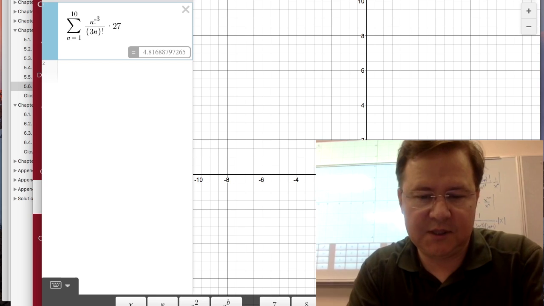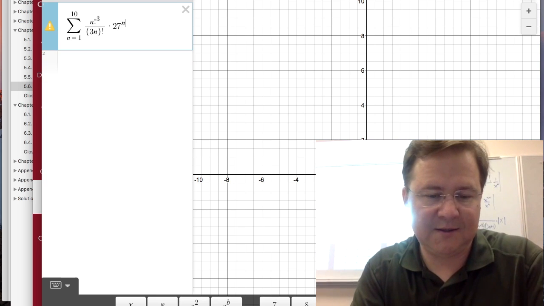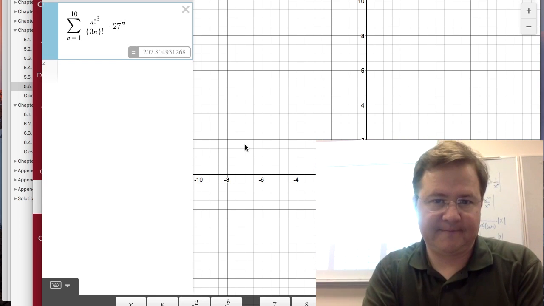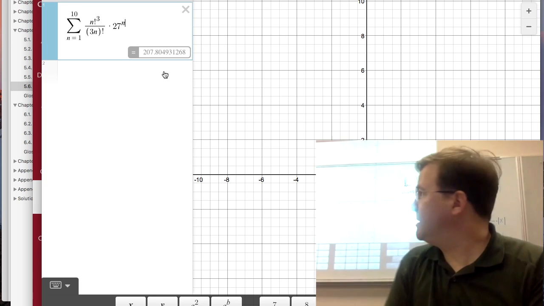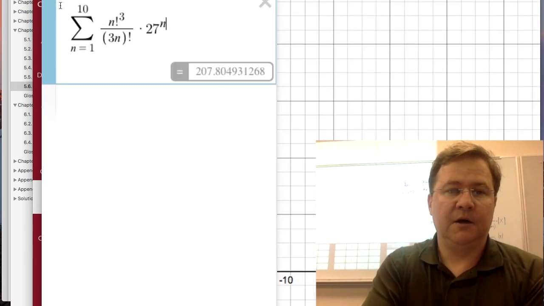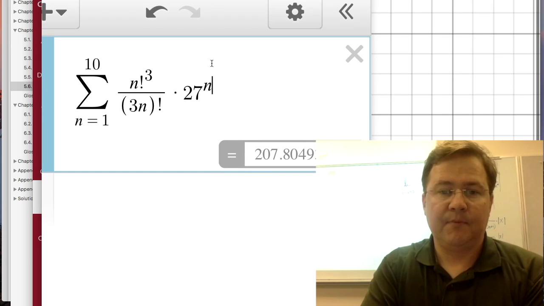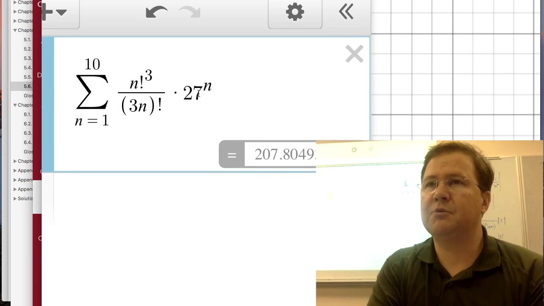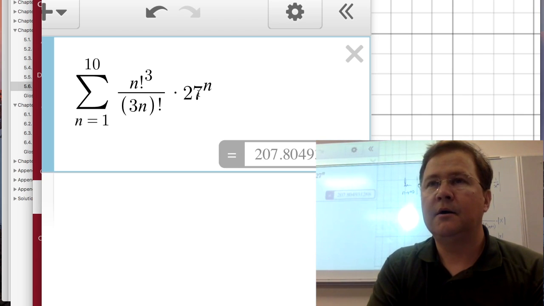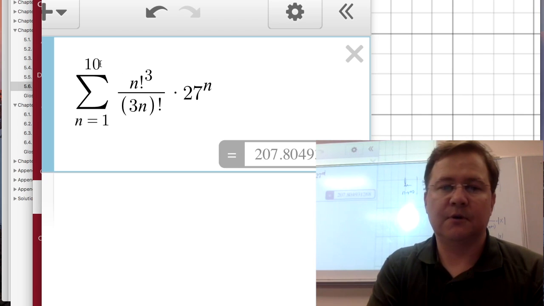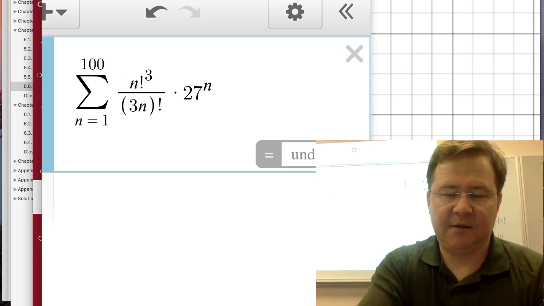times 27 raised to the n. Wow. So it managed to compute it up to 10, and it's 207. But because the base of this exponent is pretty big, it might take a while for that factorial to take over. Let's just see if it can handle 100.